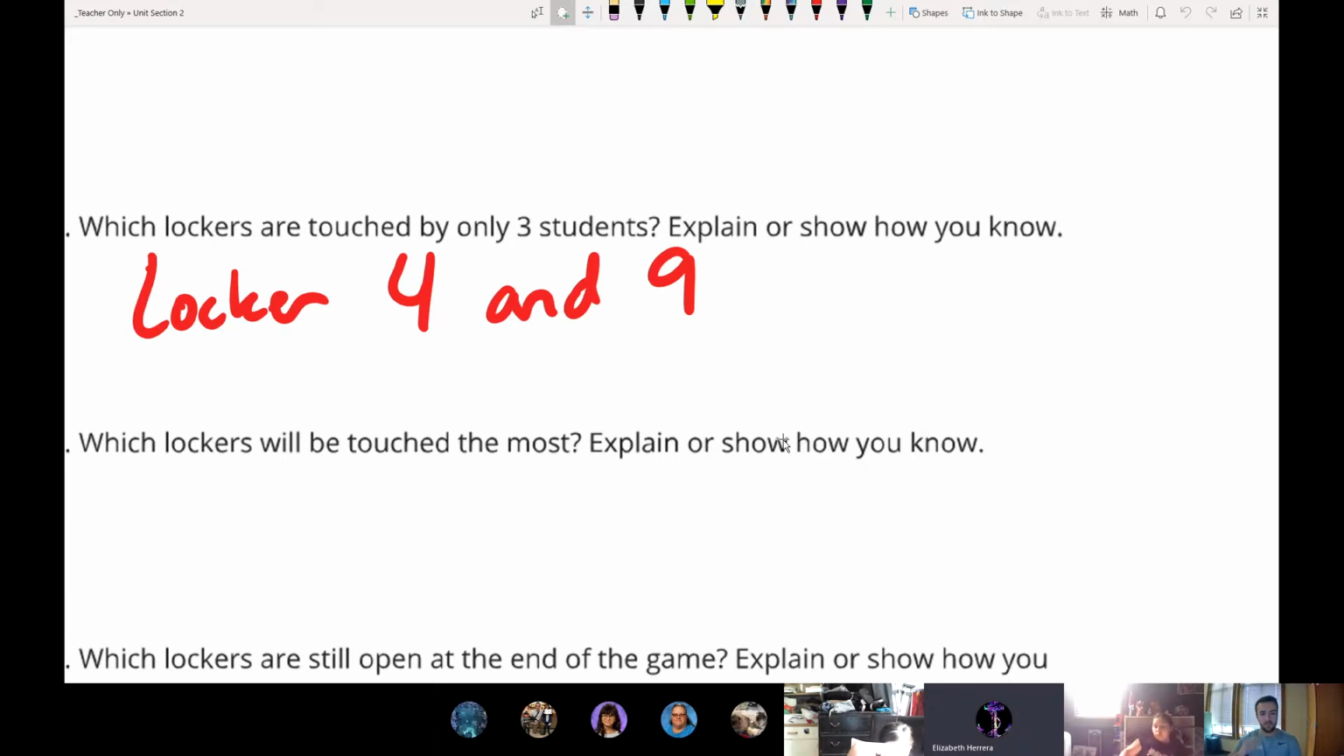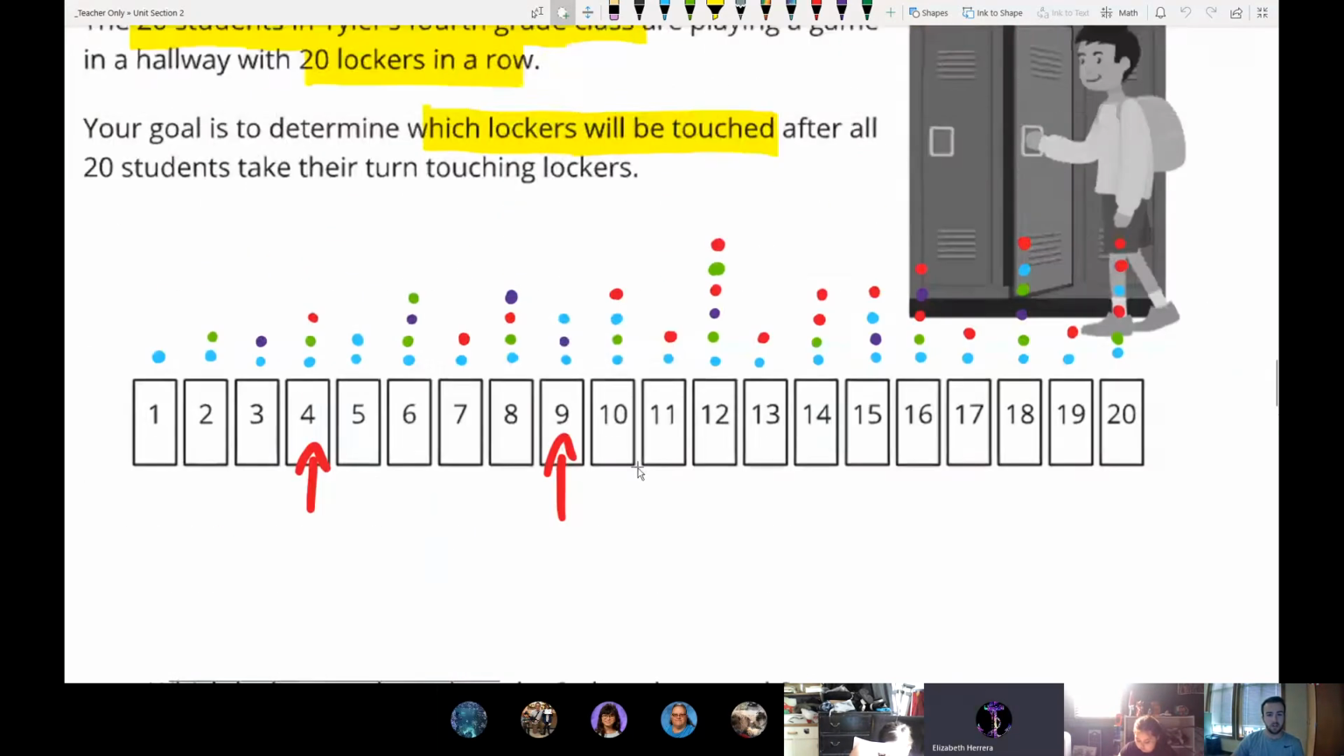All right, so that's why it's asking us these questions. Which lockers will be touched the most? Explain or show how you know. So which lockers were touched the most?